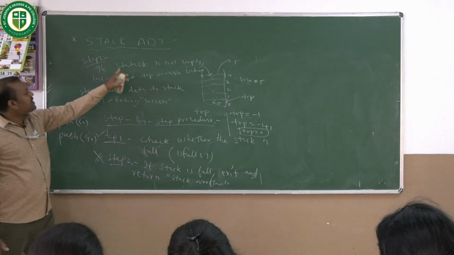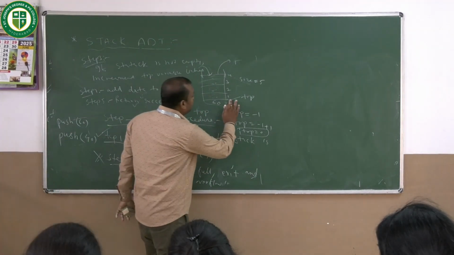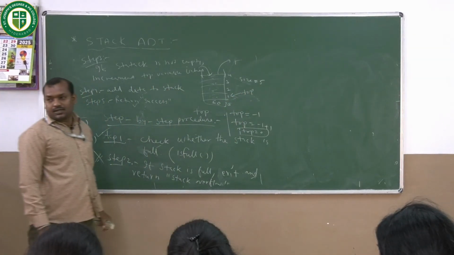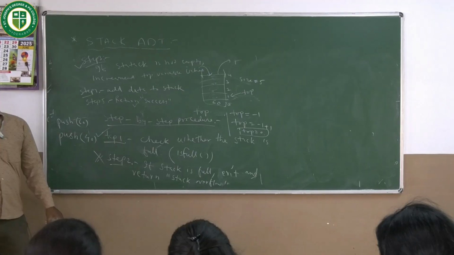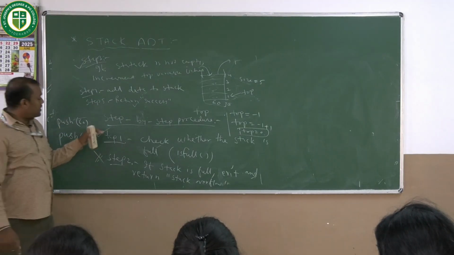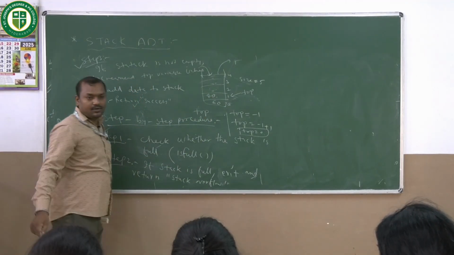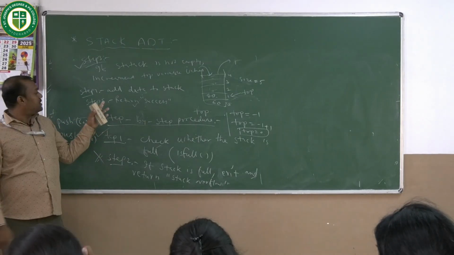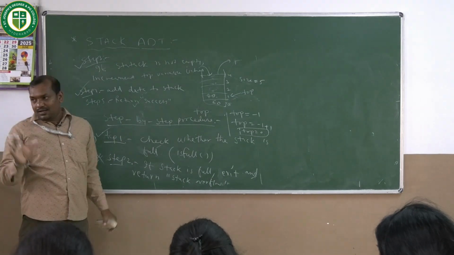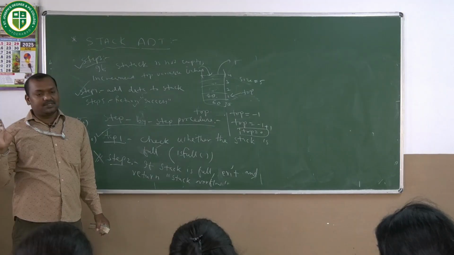Step 3: the stack is not full, so increment the top variable by 1. So 0 plus 1 is 1, and top is now pointing here. Step 3 is executed. Now step 4, add data to the stack. The data we are inserting is 40, so 40 will be inserted here. Then return success, and it will print a message like data 40 is inserted. This is the success message you will get.